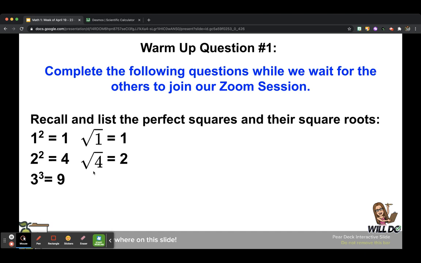I went ahead and got you started with 1 squared equals 1. The square root of 1 is 1. 2 squared is 2 times 2, which is 4. The square root of 4 is 2. As you can see, these are inverse operations, opposite operations, just like addition and subtraction are inverse operations. Multiplication and division are inverse operations. Squaring and a square root are inverse operations.